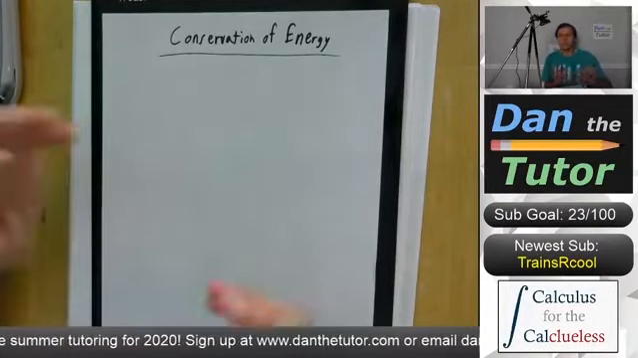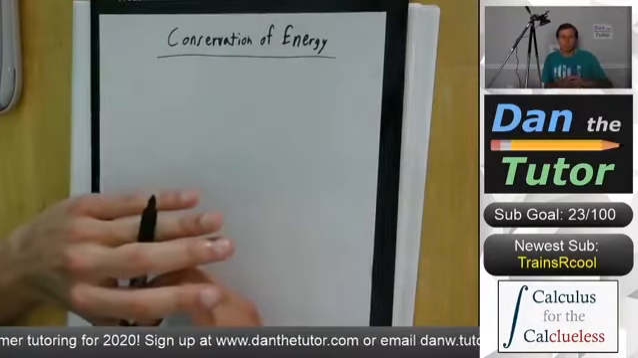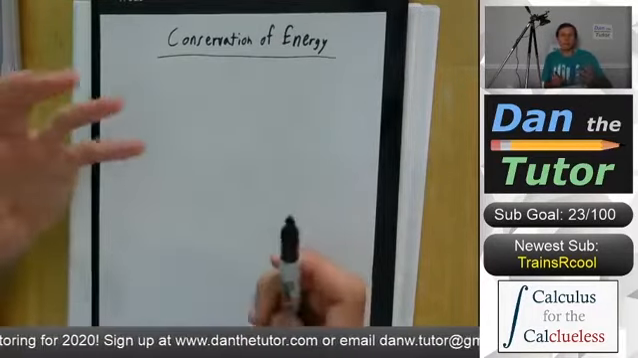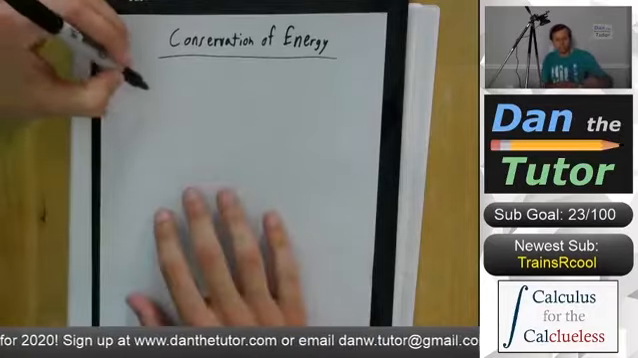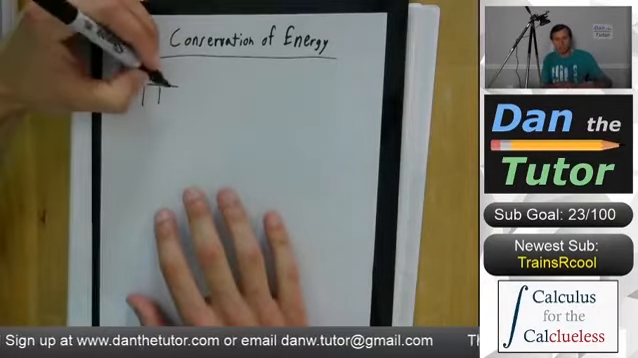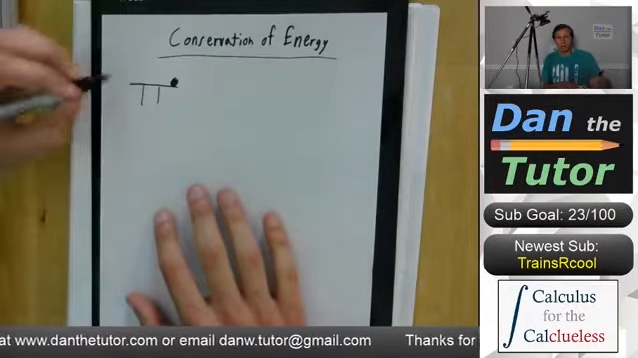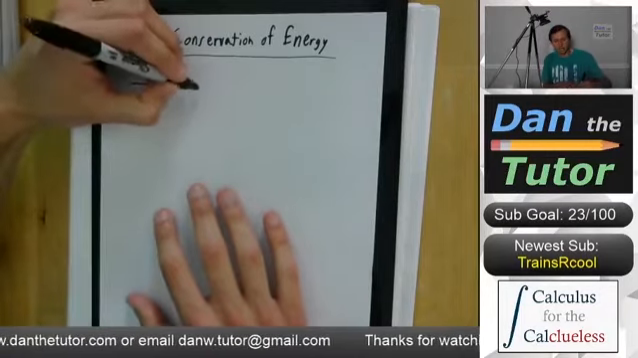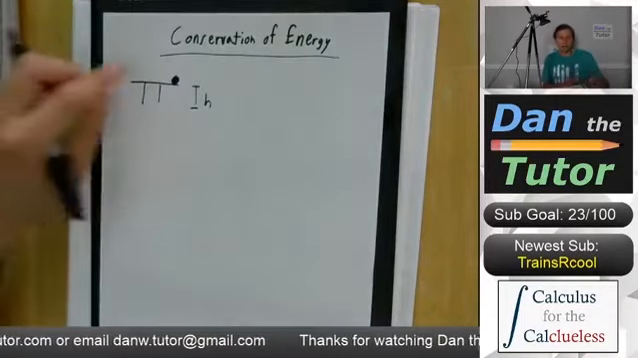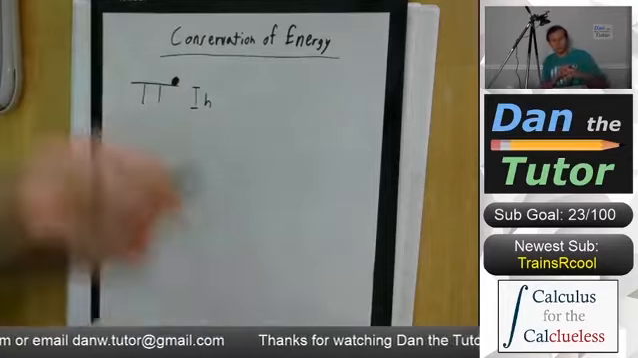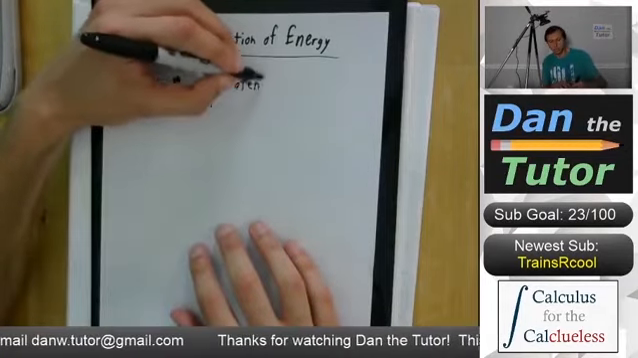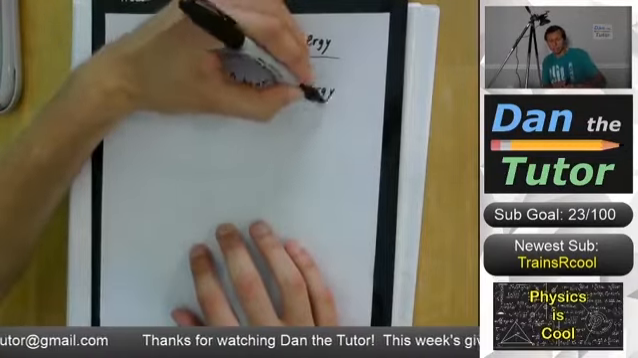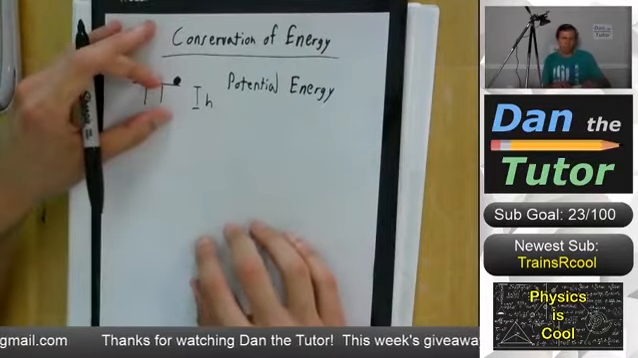And so if we were to explain what conservation of energy is, it pretty much comes down to this. If I have a ball on a table, for instance, here's my table. If I have a ball on my table at a height h above the ground, that ball has what is called potential energy. And anything with a height off the ground has potential energy.